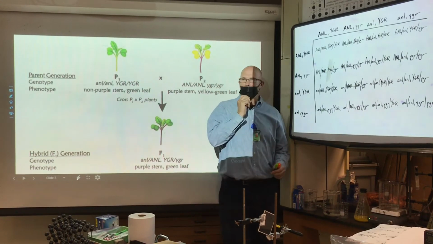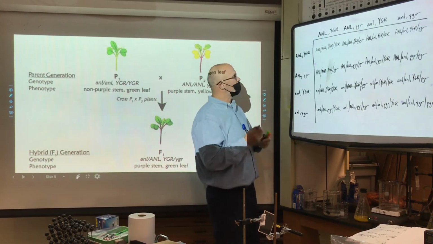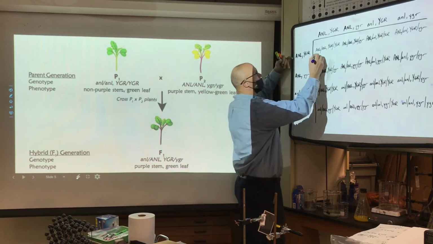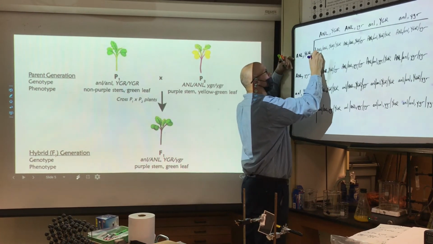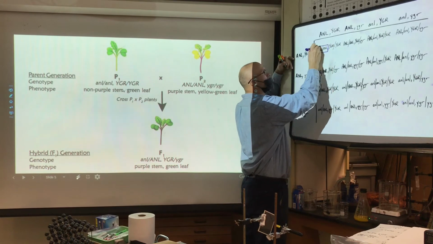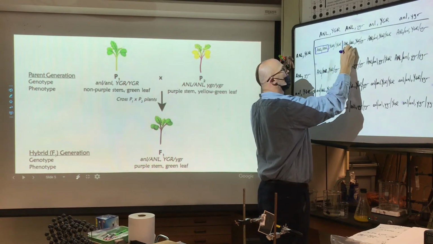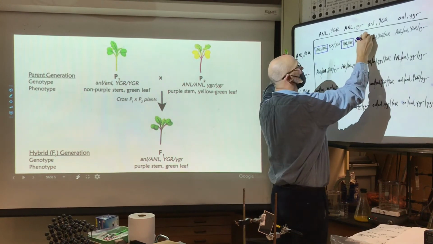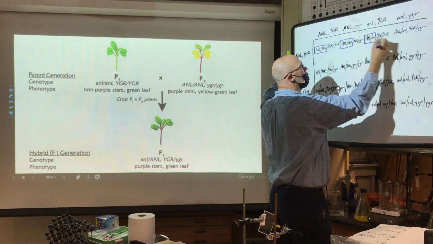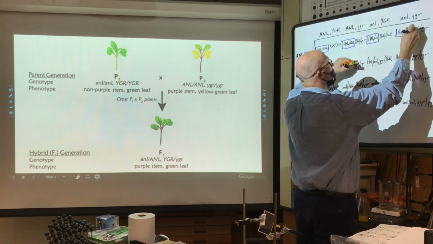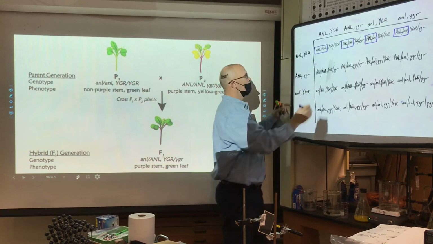So let's go find the purple phenotypes. Okay, so this would be purple, so all the ones with capital A and L, or you just have to have one, right? Can we use a highlighter? What are these color pencils? Does anyone got a highlighter? How many colors do we need?